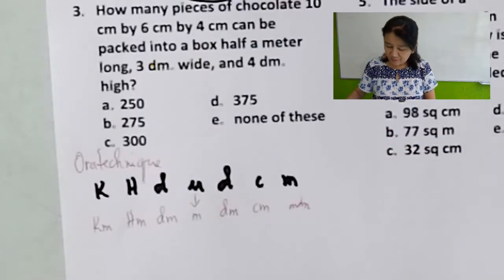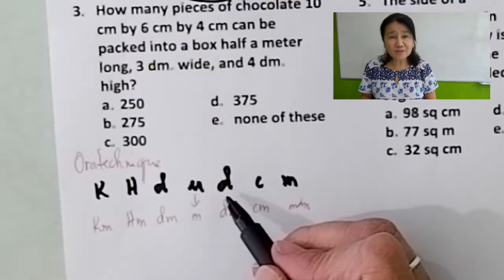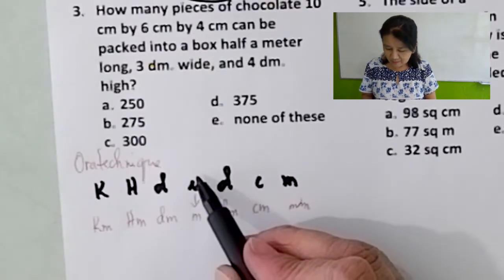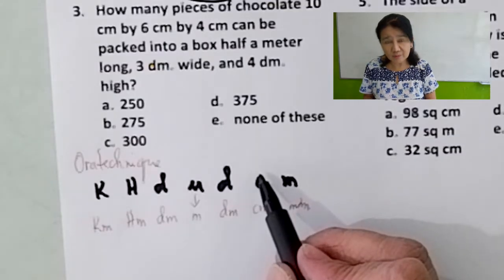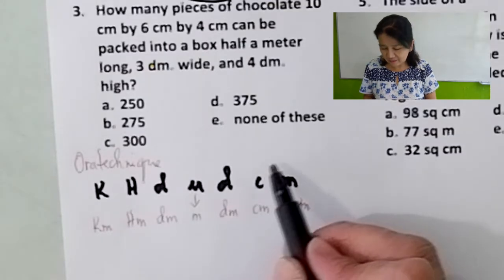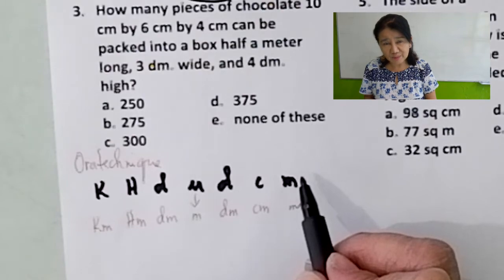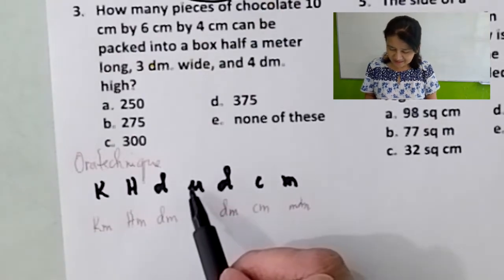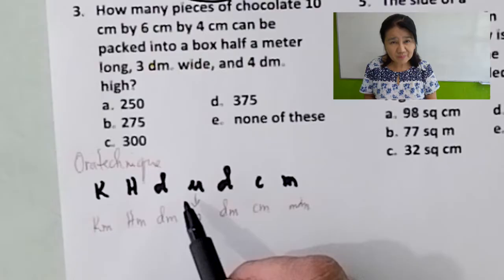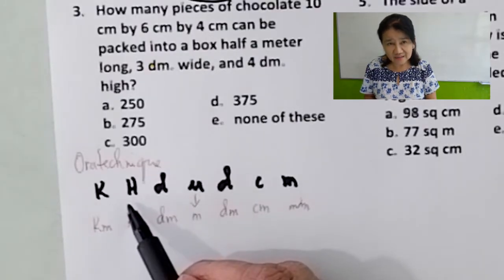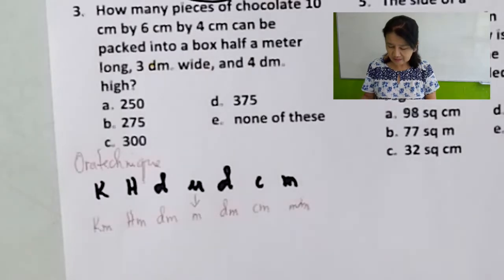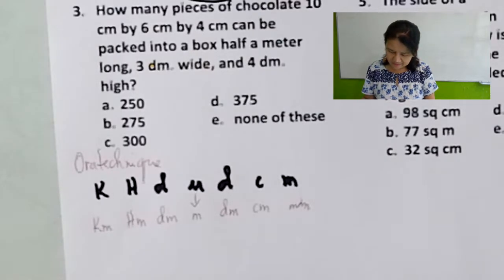If you move to the right, you multiply by 10. One movement will be multiplying by 10, 2 movements will be multiplying by 100, and 3 movements to the right will be multiplying by 1,000. But if you move to the left, you divide by 10, and then the second movement, divide by 100. Third movement, divide by 1,000.